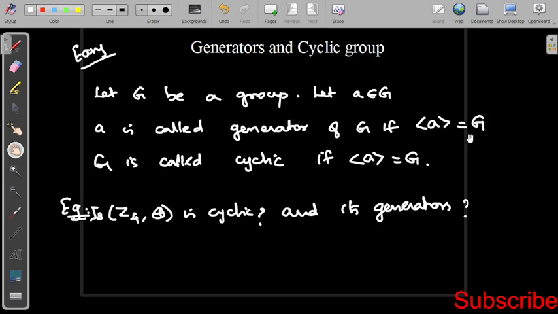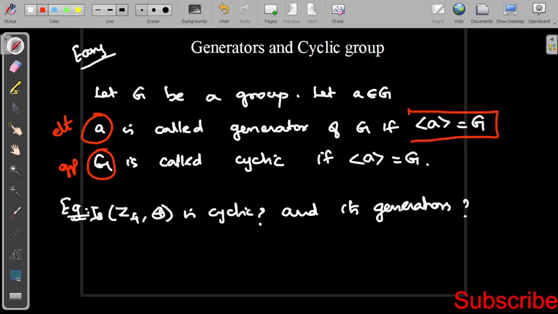If this exists, then we can say that the group is said to be cyclic. So understand the concept. The element is said to be the generator and that group is said to be cyclic, if both cases exist, that is, the element generates the whole group.